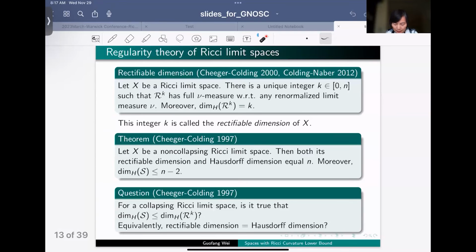In their paper, they asked whether this is generally true. Namely, for the collapsing case, are the rectified and Hausdorff dimensions also equal? This is equivalent to saying that the Hausdorff dimension of the singular set is less than that of the regular set. This may be somewhat conceivable because, with respect to the renormalized limit measure, the regular set has full measure. So maybe the singular set is also smaller than the regular set in terms of Hausdorff dimension.